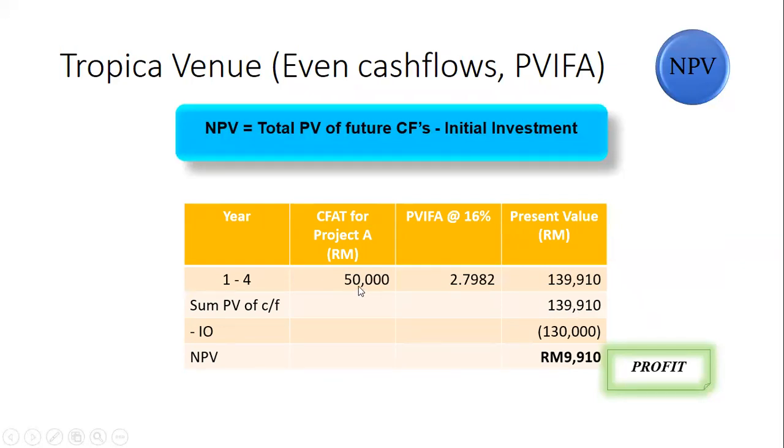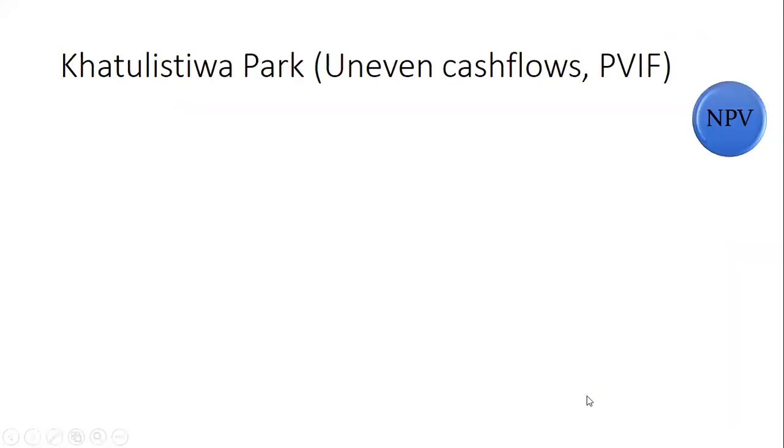So if we directly calculate, 50,000 times 4 is 200,000, right? However, with a 16% return, the sum present value of cash flows is only 139,910. Right. So deduct the initial outlay, the project capital invested, 130,000. So the excess of funds is 9,910. So the answer is positive, because the sum PV of cash flows is larger than the initial outlay. So we have a profit for the Tropical Venue project.